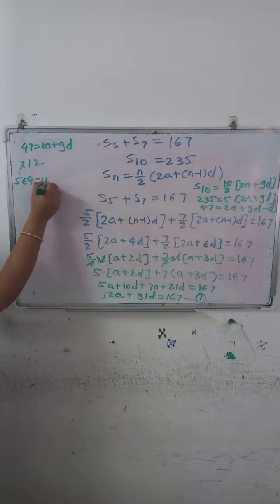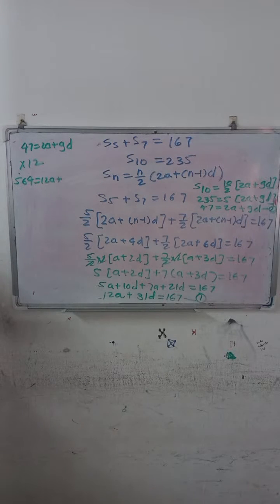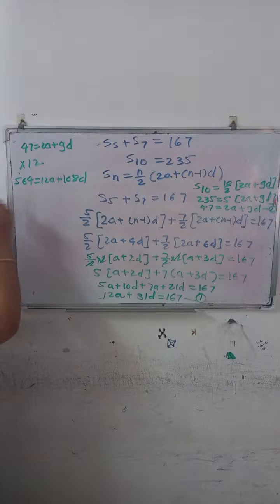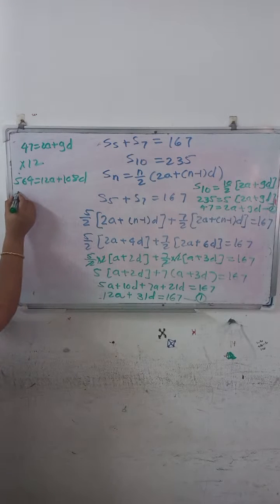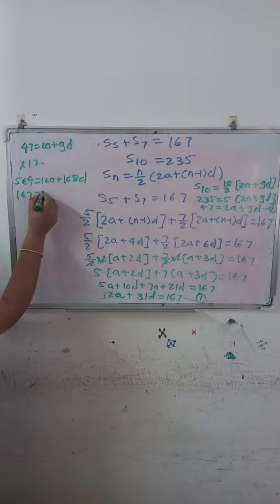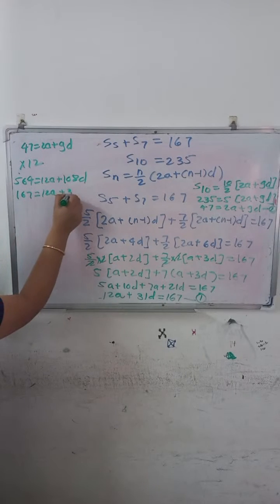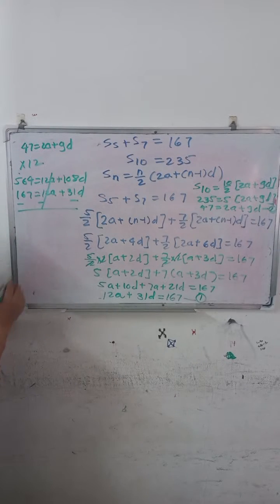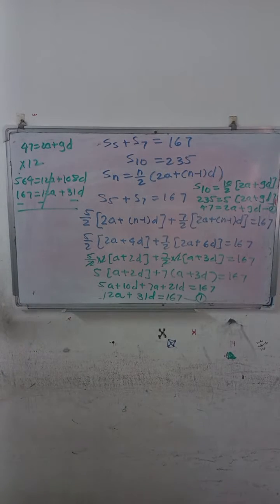564 is equal to 12a plus, we have how much? 12 nines are 108, so 108d. So once you get this, then go for this. 167, rearrange the terms: 12a plus 31d, and subtract. Okay, this gets cancelled. 564 minus 167, you can find this out.